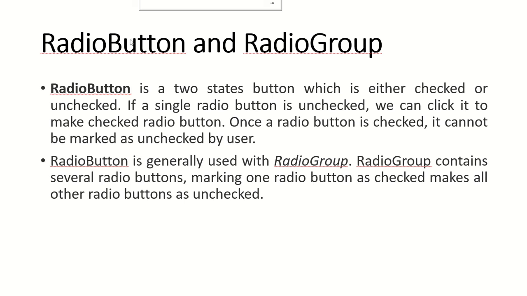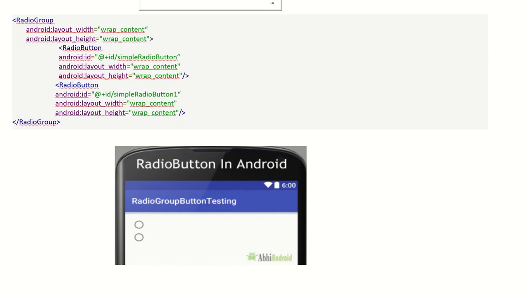Now let's discuss radio button and radio group. Radio button is a two-state button which is either checked or unchecked. If a single radio button is unchecked, we can click it to make it checked. Once a radio button is checked, it cannot be marked as unchecked by the user. And the radio button is generally used with a radio group, and the radio group contains several radio buttons. Marking one radio button as checked makes all other radio buttons unchecked.